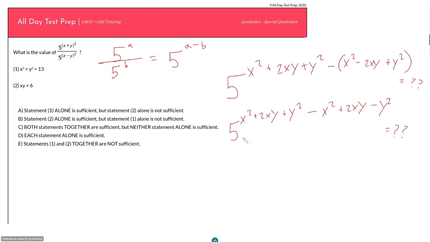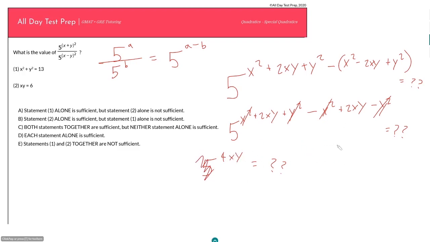So let's start combining terms, and we have 5 raised to the, looks like our x squareds cancel out. Looks like our y squareds cancel out. And we're just left with 2xy plus 2xy, which is 4xy. This whole thing is just asking us, what is 5 raised to the 4xy? And we can go even further, I think, because this is a data sufficiency question. And so if I'm looking for 5 raised to the 4xy, well, really, I just need 4xy. And so this 5 doesn't matter. This isn't even really an exponent question anymore. It's just asking what is 4xy.